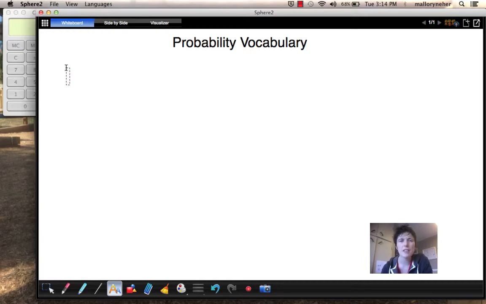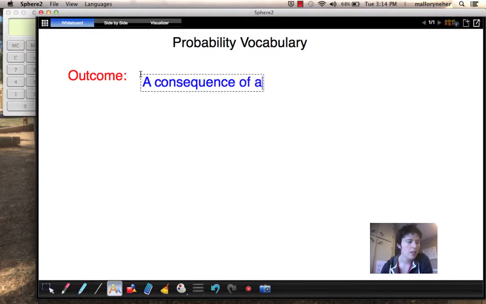I would take some notes and write these down. So the first word I'd like you to write down is outcome. What's an outcome? An outcome is something that's going to happen, a consequence, when you do something. So I'm going to write that as my definition: a consequence of an action.